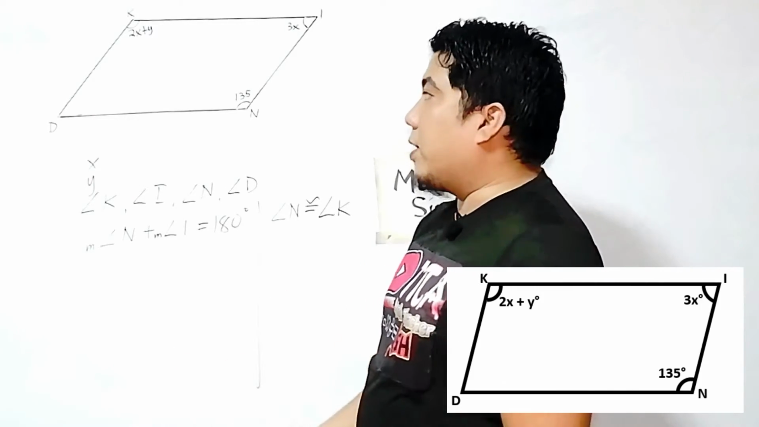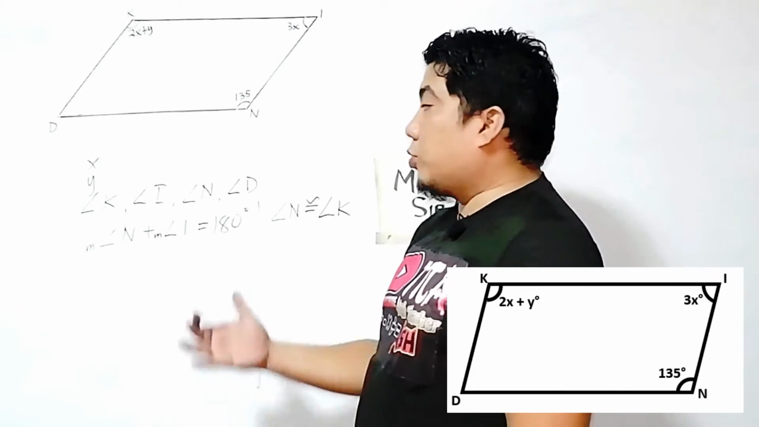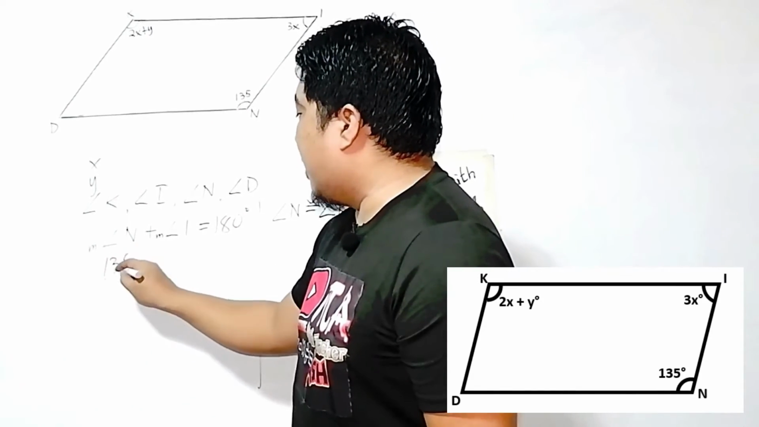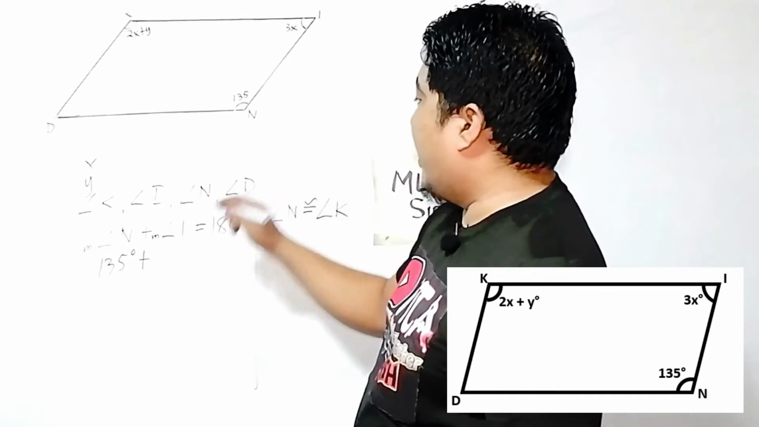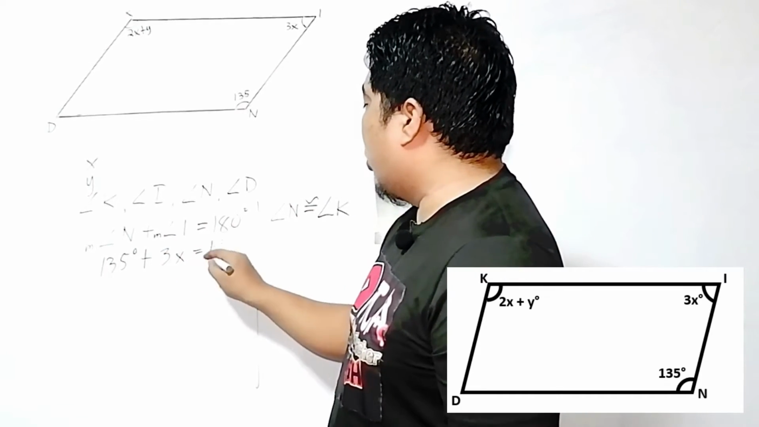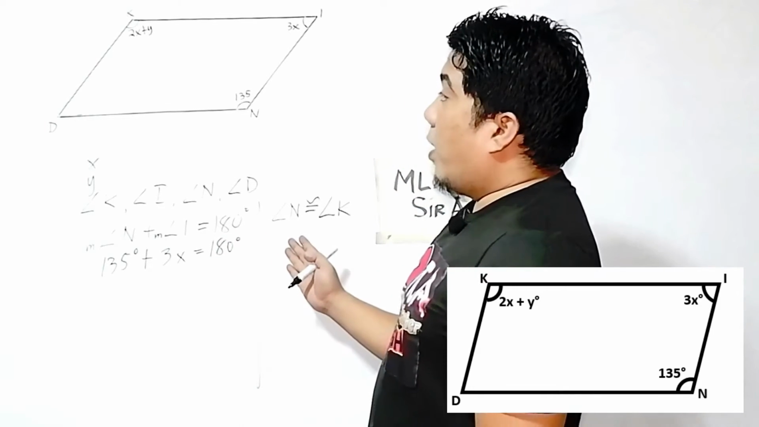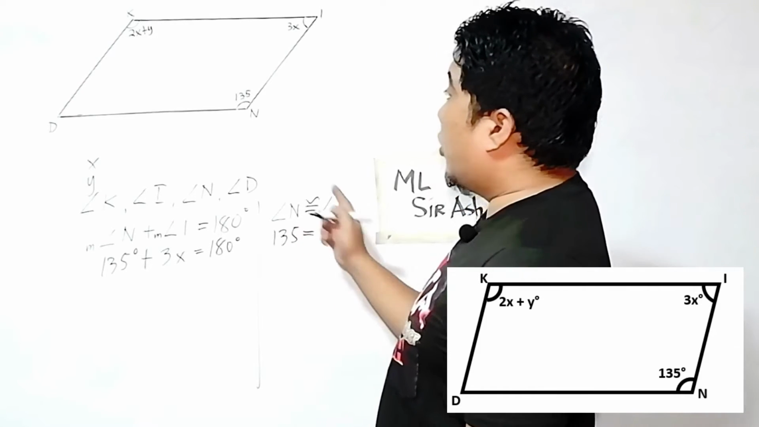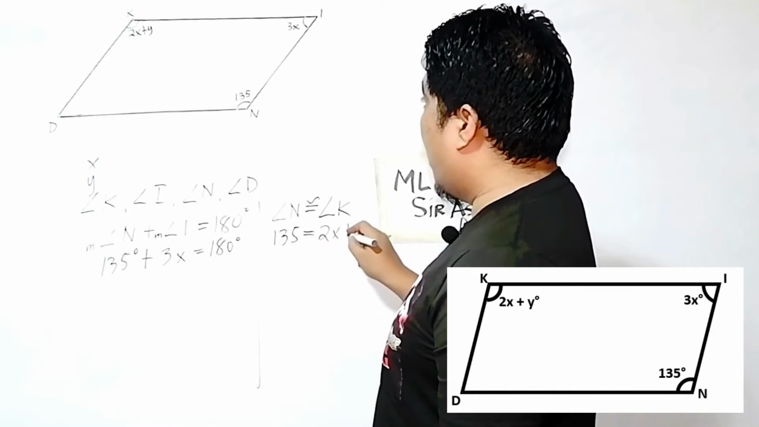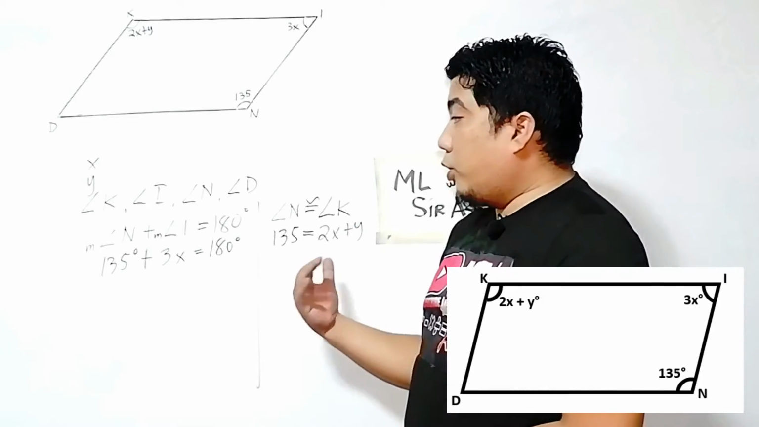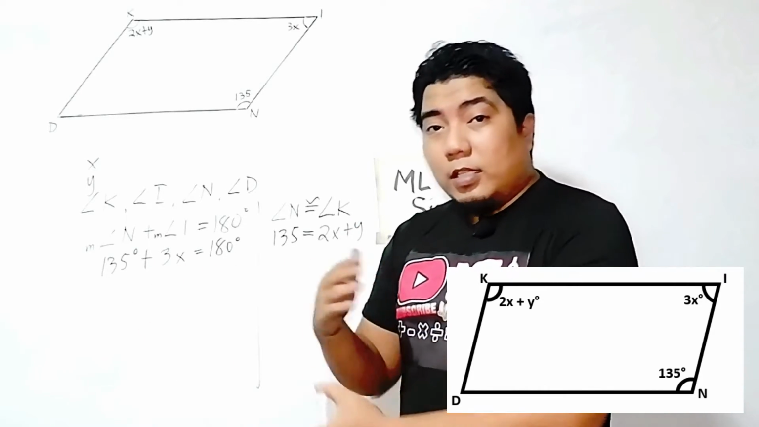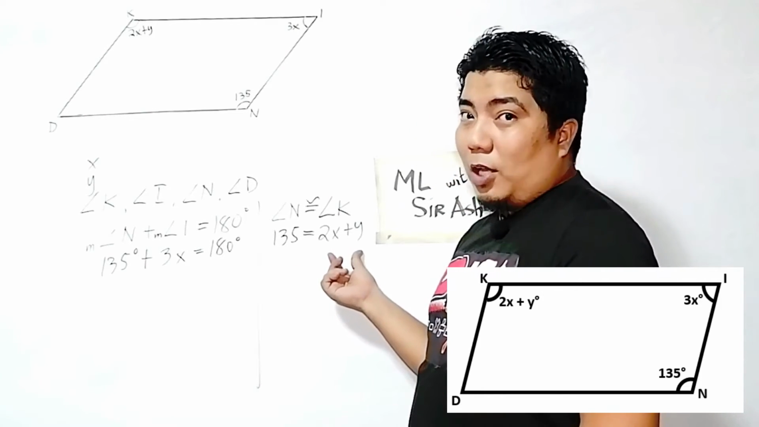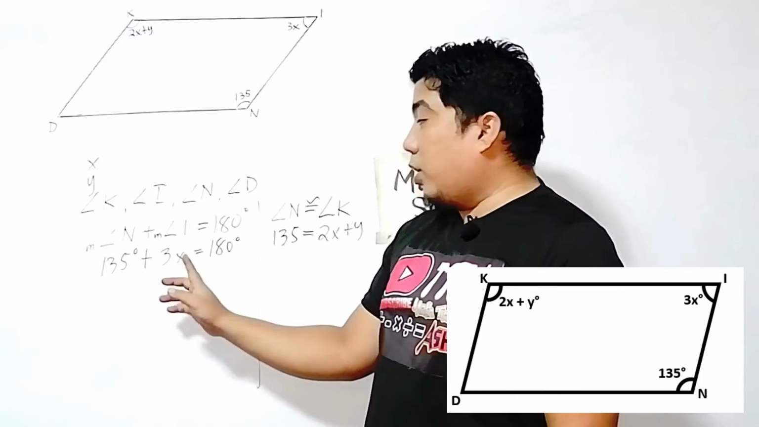Now, how do we solve this one? Now, let us try first to substitute our given expressions. So, our angle N is 135 degrees plus our angle I, that is 3x, is equal to 180 degrees. While in the angle N, we have 135 degrees is equal to our angle K, that is 2x plus y. Now, my dear math learners, where do you think among these two equations need to solve first? Okay. Now, as you can see in the second equation, we have two variables unknown. While in the first equation, we have only one variable.